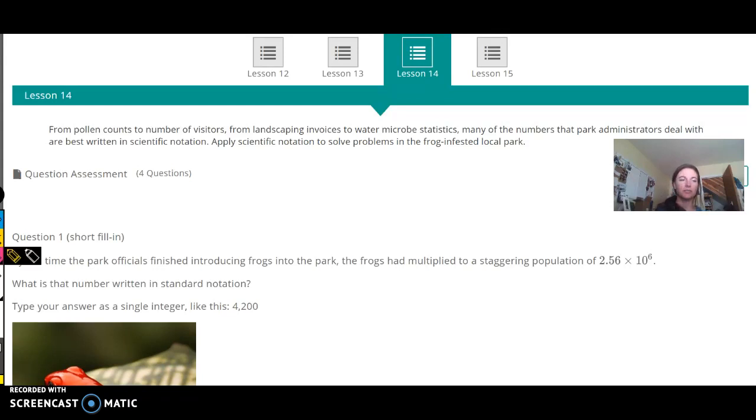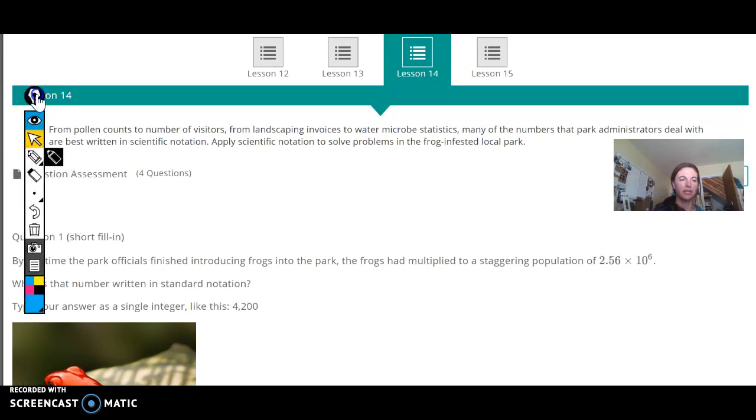Okay, so they gave it to us in scientific notation, and they want us to write it in standard notation. So what we need to do is actually multiply that 2.56 by 10 to the 6th power to figure out what it is in standard notation.